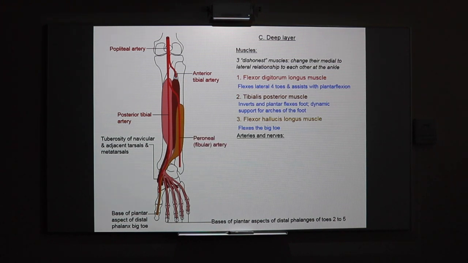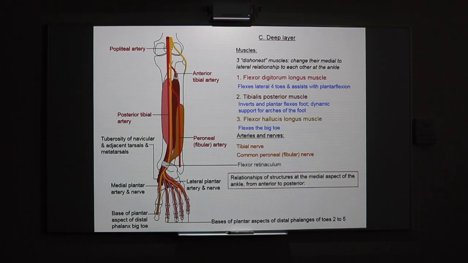Posterior tibial itself is going to pass below the flexor retinaculum, and then it is going to divide into the medial and the lateral plantar arteries. So it is going to divide itself into medial and lateral plantar arteries. You can see the flexor retinaculum here, which is lying between the medial malleolus and the calcaneum.